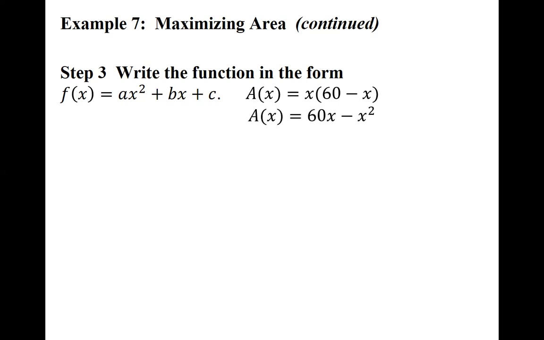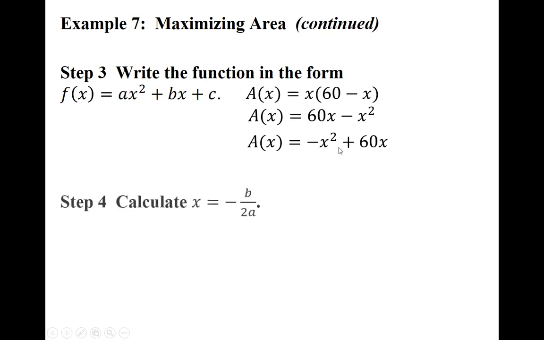So we start multiplying through to get rid of the parentheses, 60x minus x squared. That would be negative x squared plus 60x. We write it that way so we can clearly see our A and clearly see our B. Our A is -1, our B is 60. So negative 60 over 2 times -1. That's negative 60 over -2. That's positive 30.